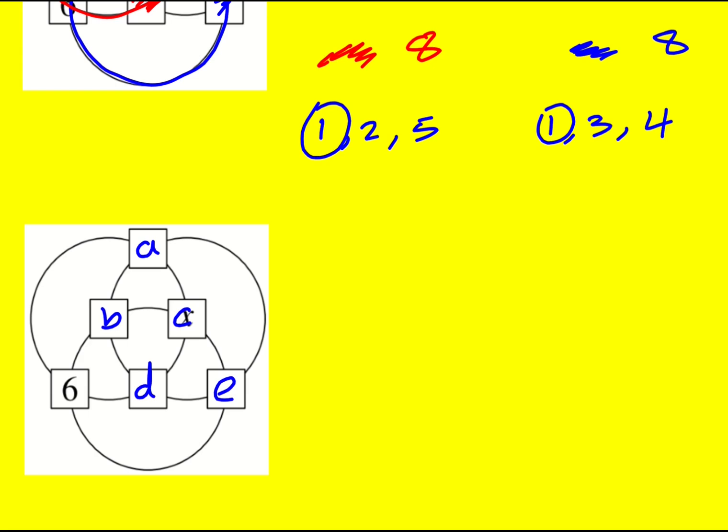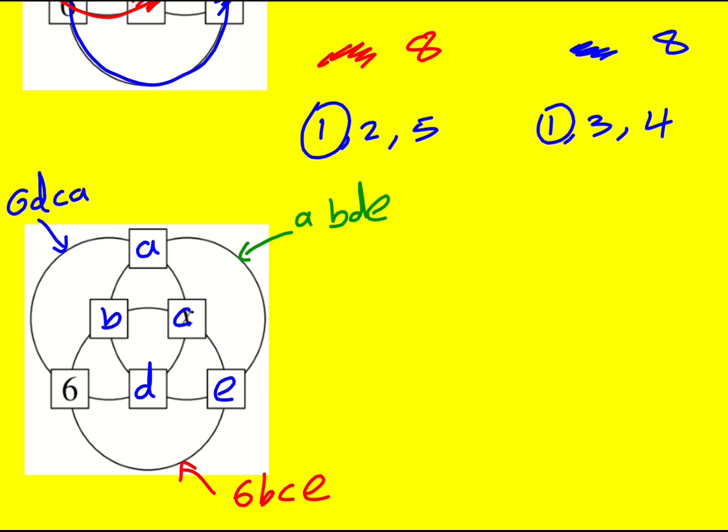So then comparing some of these, I'm just going to focus on this circle here. I can see that it's got 6, D, C, and A. And then this one over here is A, B, D, and E. And then over here, we've got 6, B, C, and E. Now, comparing some of these, we can see that in the red one, I've got 6 and C. And in the blue one, I've also got 6 and C. So it must be that B plus E is equal to D plus A.